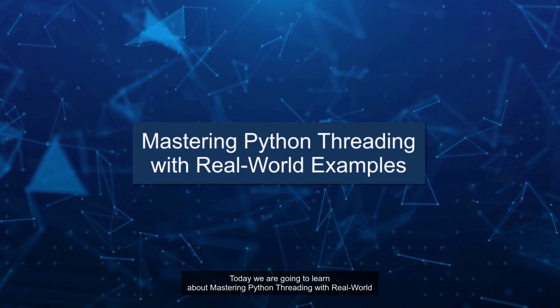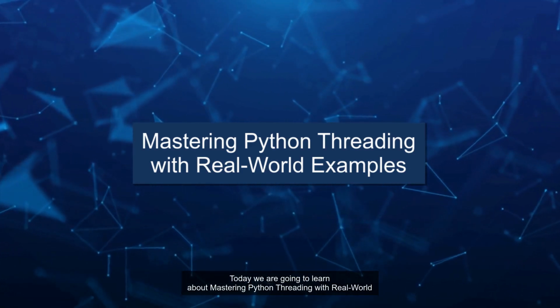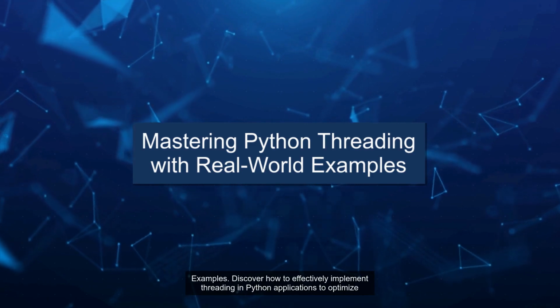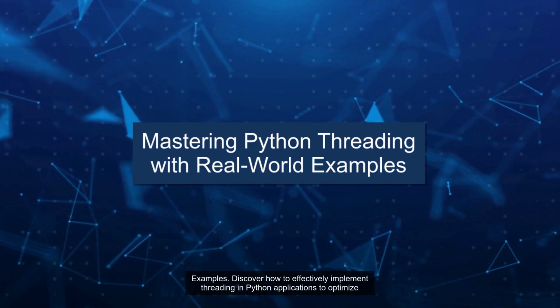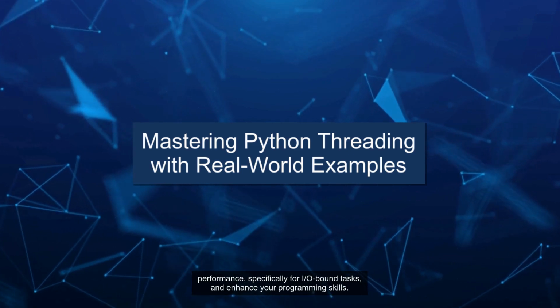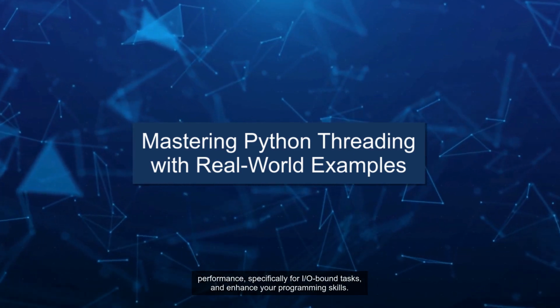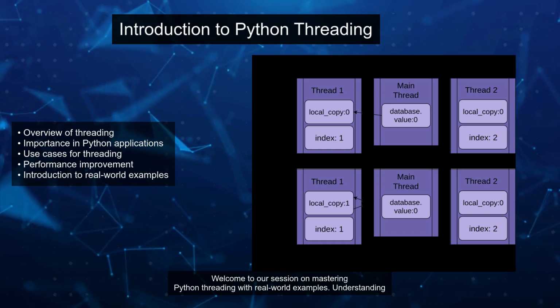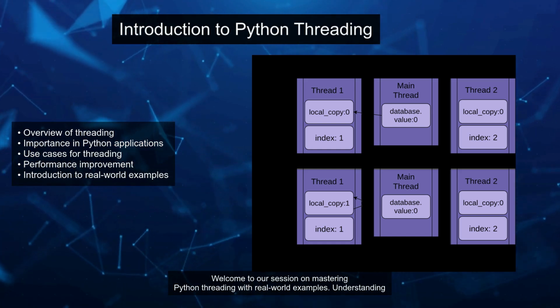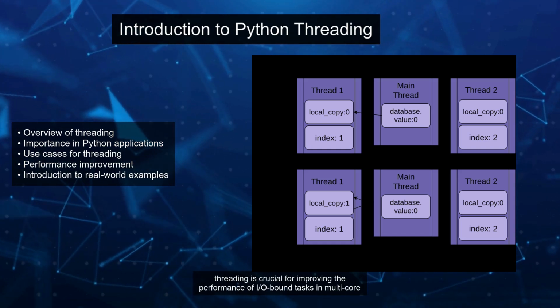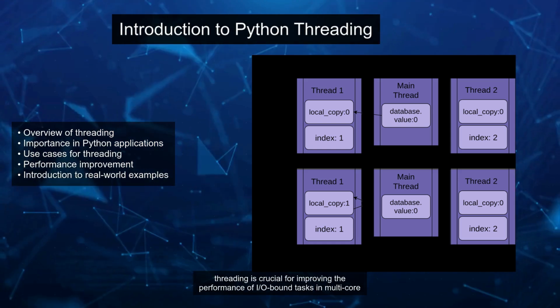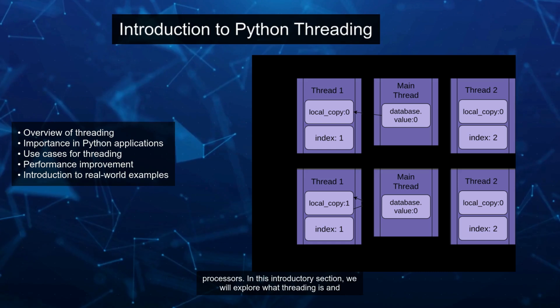Today we are going to learn about mastering Python threading with real-world examples. Discover how to effectively implement threading in Python applications to optimize performance, specifically for I/O-bound tasks, and enhance your programming skills. Welcome to our session on mastering Python threading with real-world examples. Understanding threading is crucial for improving the performance of I/O-bound tasks in multi-core processors.